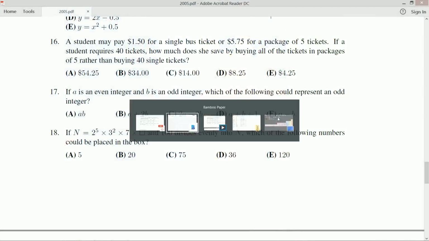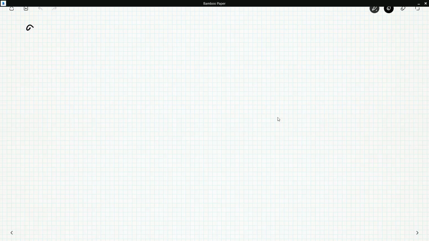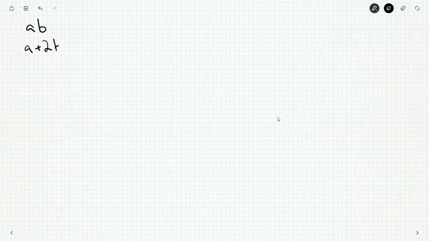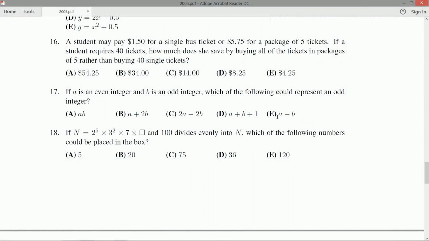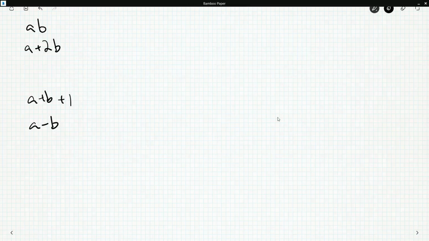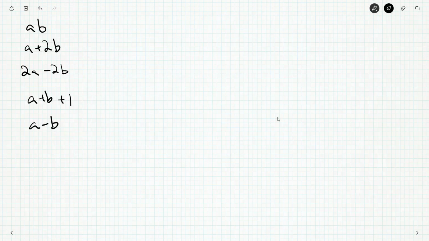We could, but if we understand the relationship between odd and even numbers, how they multiply, how they add, how they subtract, you're going to be able to do this one at a conceptual level, and likely, if you really understand those relationships, you'll be able to do them in your head. Okay, so let's take a look. We have A plus 2B, A plus B plus 1, A minus B at the end, which I believe is the answer, and then 2A minus 2B. Okay, so we've got additions, subtractions, and multiplications.